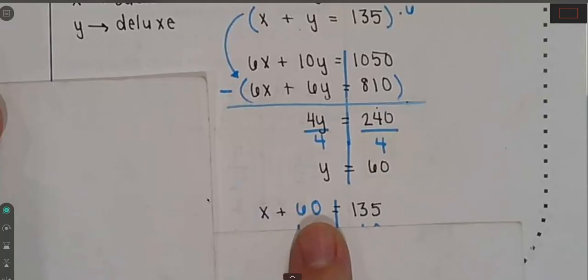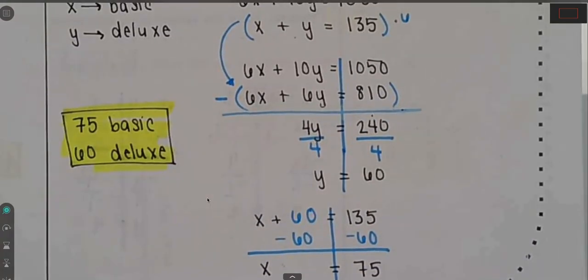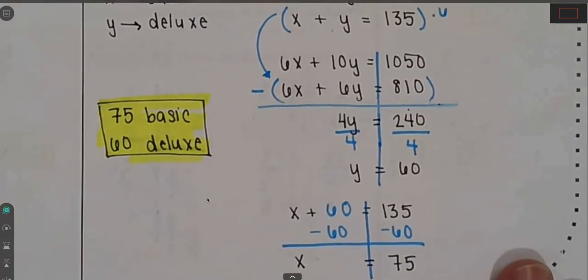So x plus y, instead of y, I'm going to put a 60. X plus 60 equals 135. Subtract 60 from both sides. X is 75. So the answer is 75 basic tickets and 60 deluxe tickets.